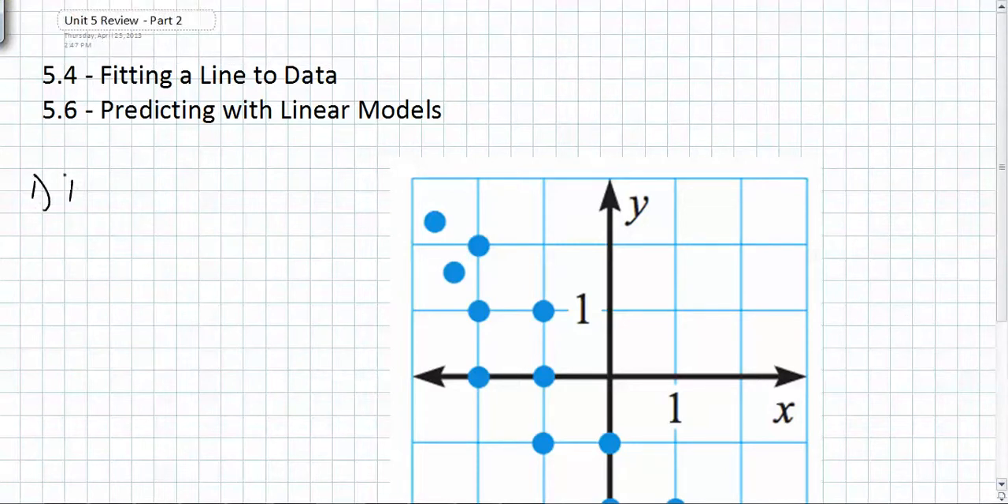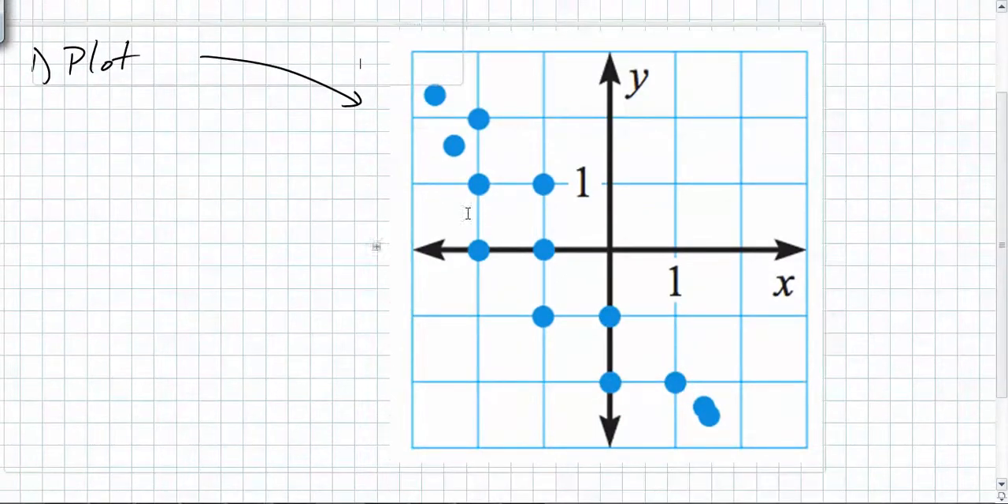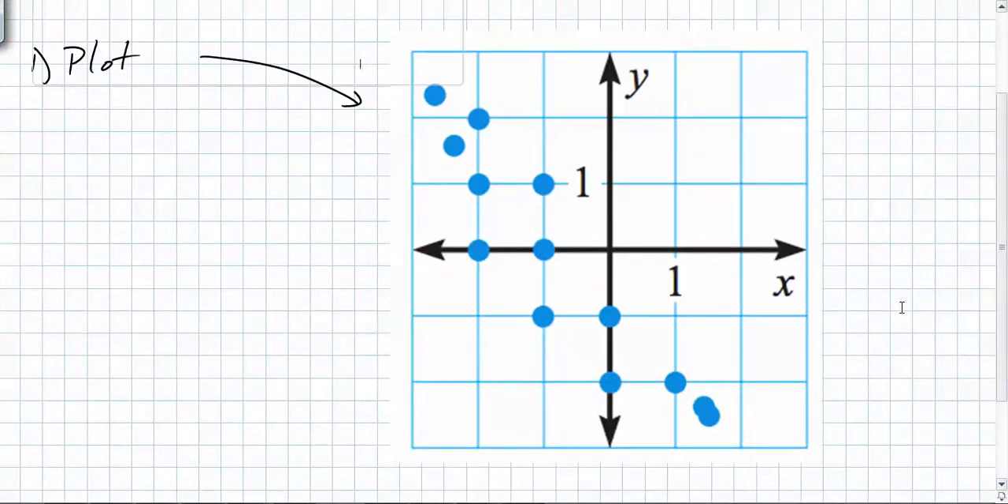Our first step is going to be to plot the data. And I had a table of data and I plotted it nicely on this graph right here. After you've plotted the data, you need to draw a line of best fit. So I'm going to draw this line of best fit and have something like this.